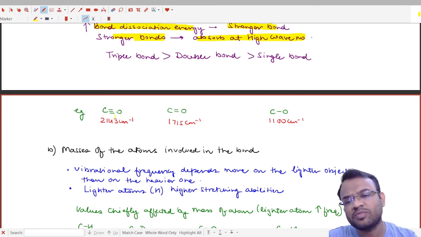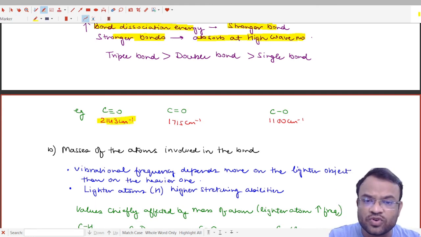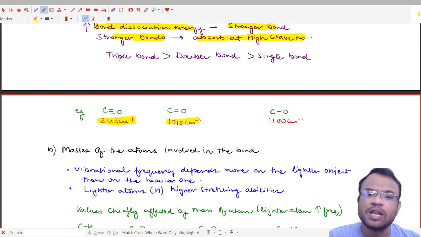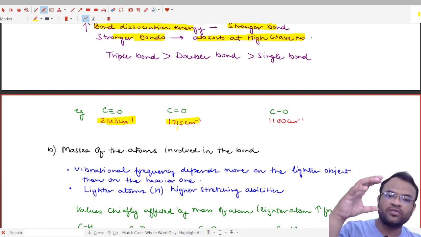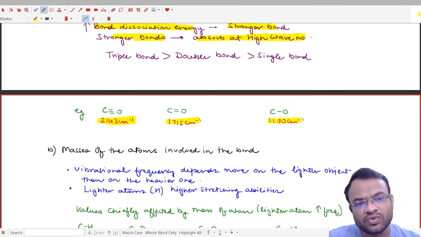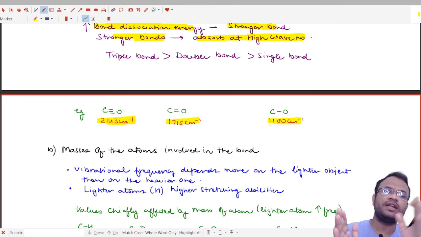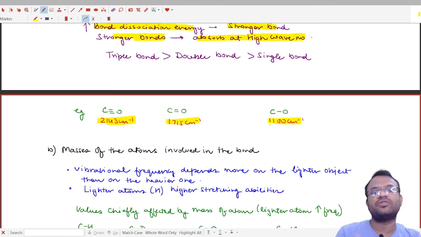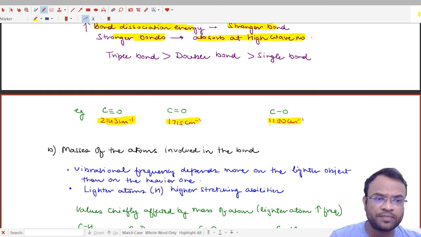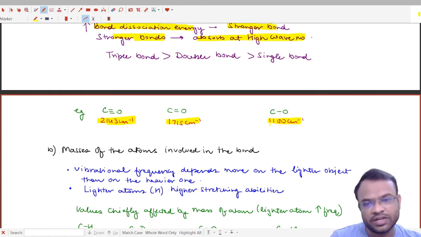In case of C triple bond O, the absorption takes place at 2143 centimeter inverse. Now in case of C double bond O, the wave number decreases down to 1715, and it further lowers down to 1100 centimeter inverse. That means as the bond energy is decreasing, the wave number is also decreasing. That means the wave number at which the absorption is taking place would be changing.